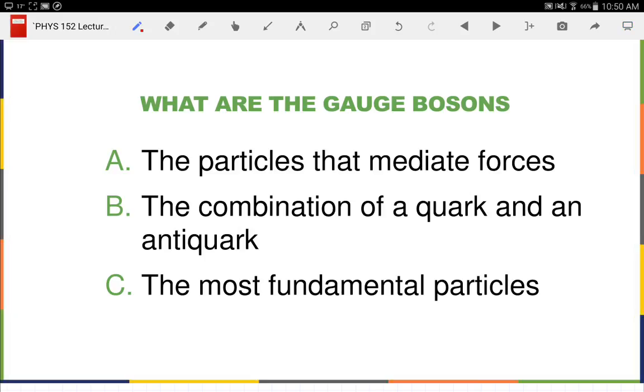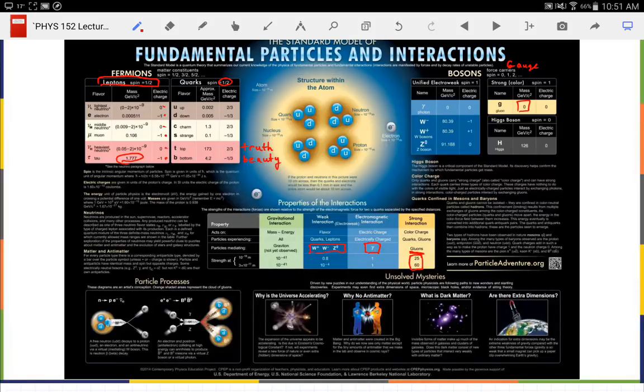Okay, a question about all those particles. What is a gauge boson? This is not what I expected. I thought I spent a lot of time on the gauge bosons. Apparently not, because that's not what they are.